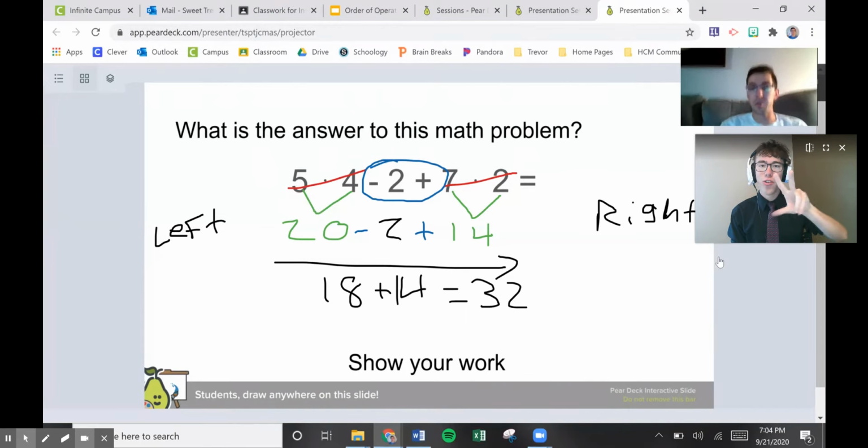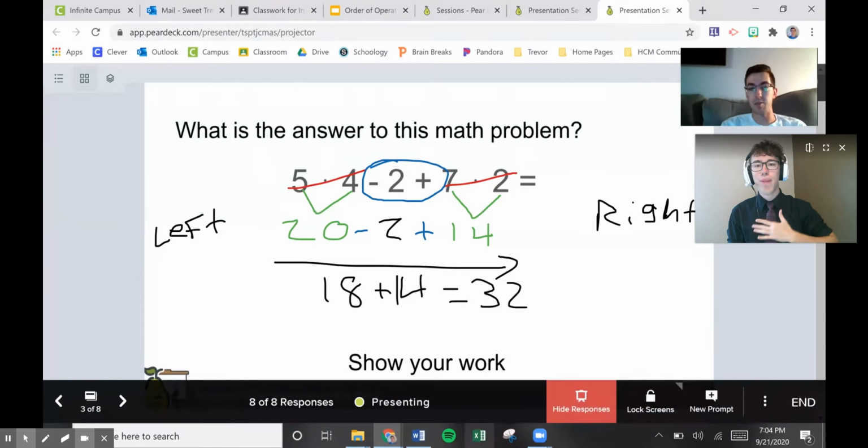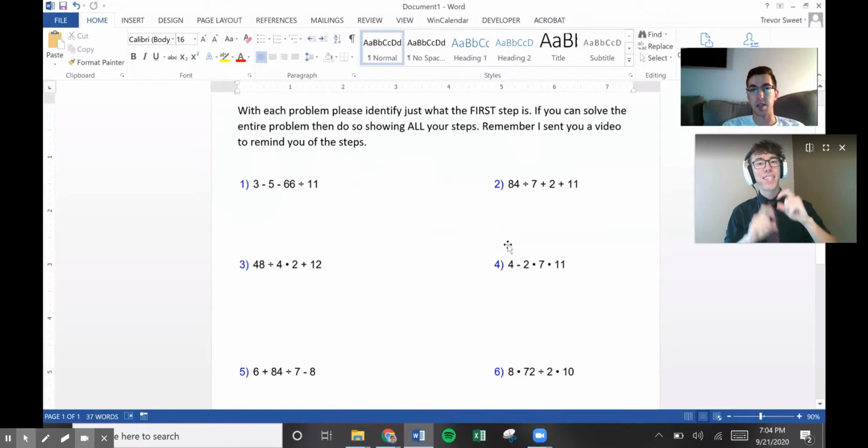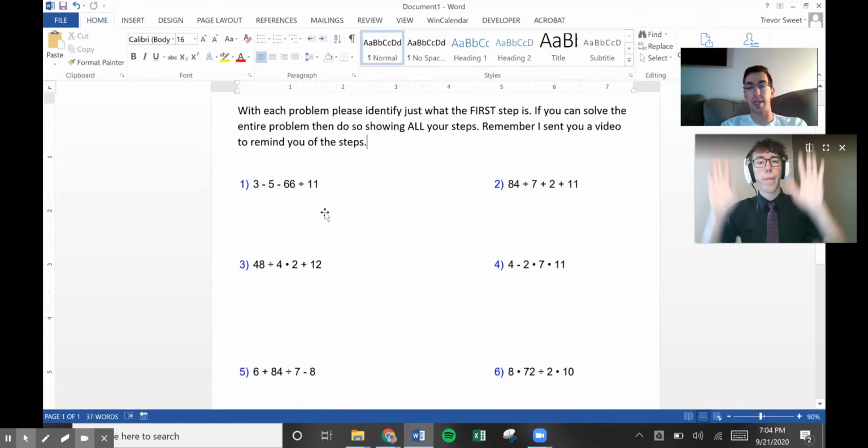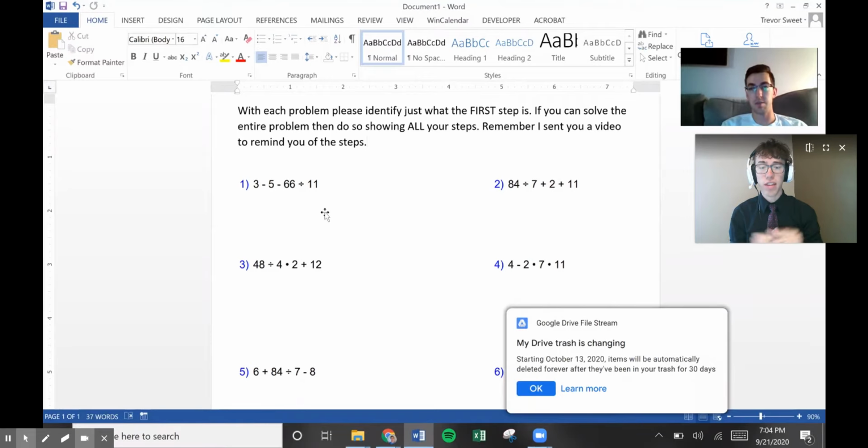So that is how these problems work. Now, I am going to give you problems that are just like that. They look just like this. Your goal is to just tell me what the first step is going to be. If you can solve these problems and get to an answer showing all your work, great, do it. But your primary goal is just to tell me what your first step would be. Okay?